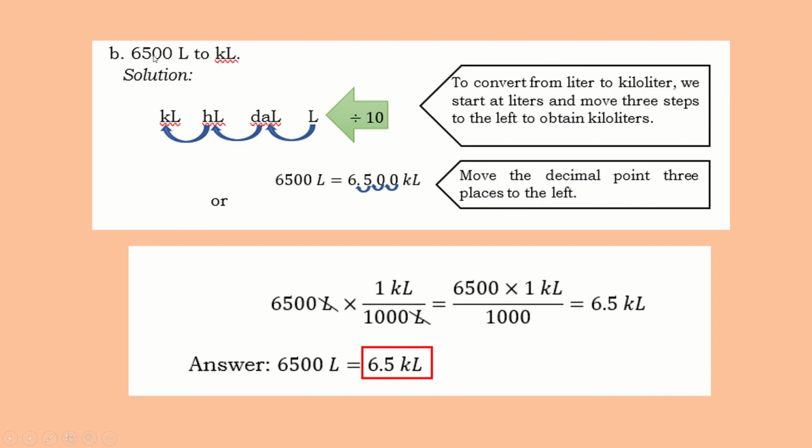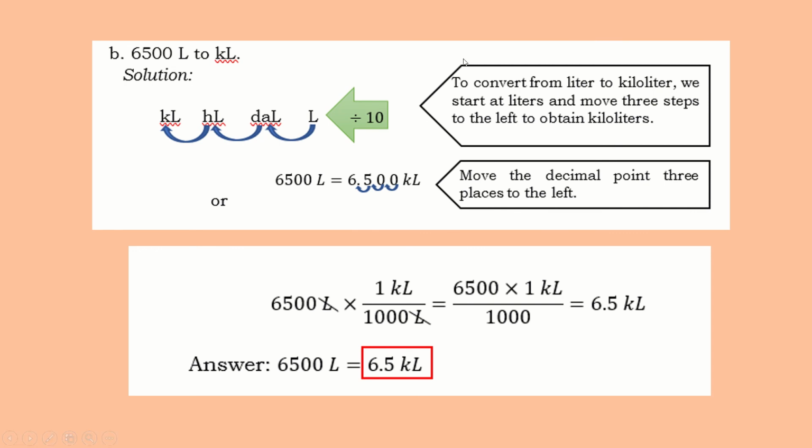Convert 6,500 liters to kiloliters. So we have to start at liters going to kiloliters. From this example, liters is smaller than kiloliters. So 6,500 liters is gamay siya. Therefore, we move 3 steps going to the left.